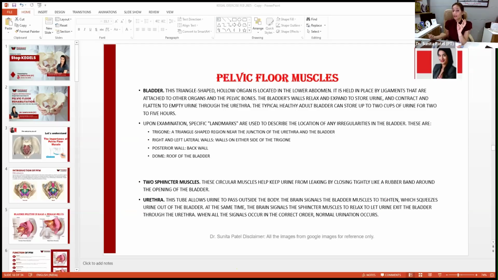But will the Kegel be 100% effective in this case, urgency with leakage? The answer is again no. It will not be able to treat that overactivity of the detrusor muscle. You need neurological treatment in this case. Now, third case, you will find out the type of urinary incontinence, overflow.